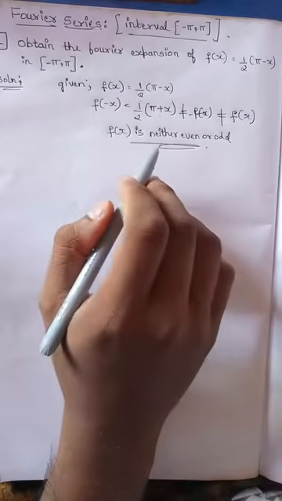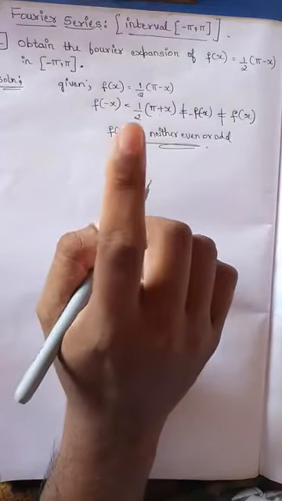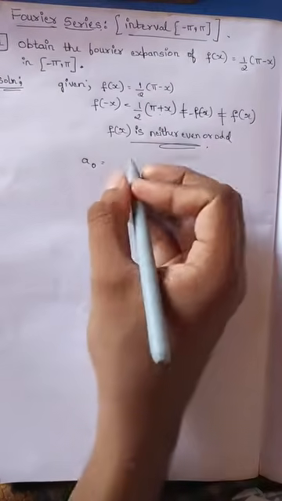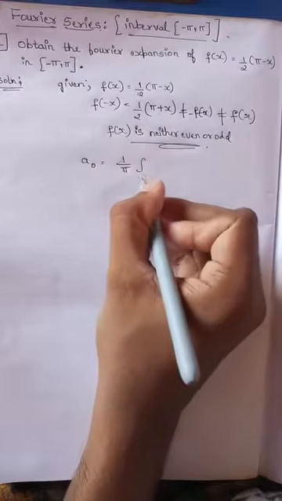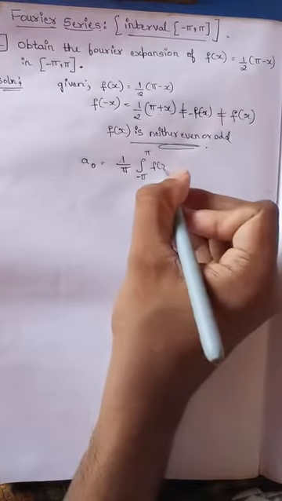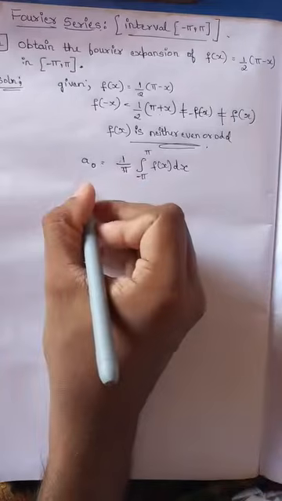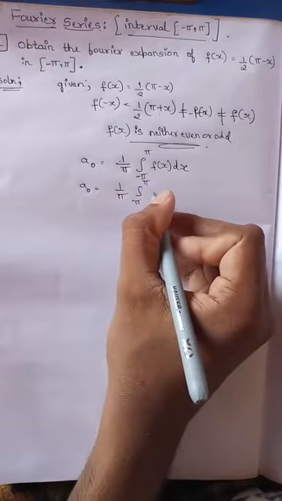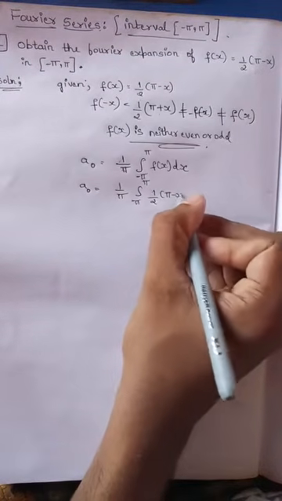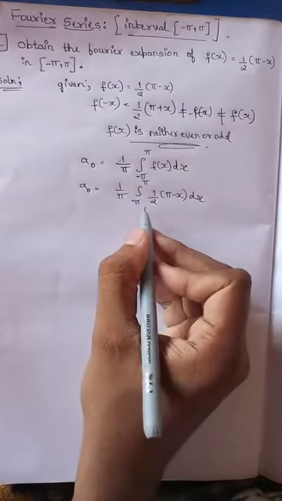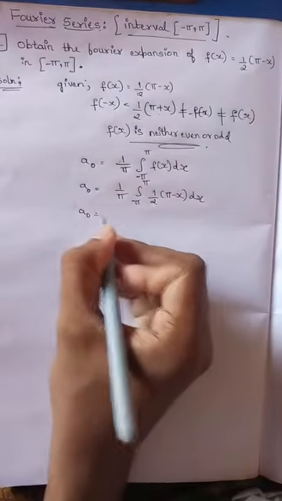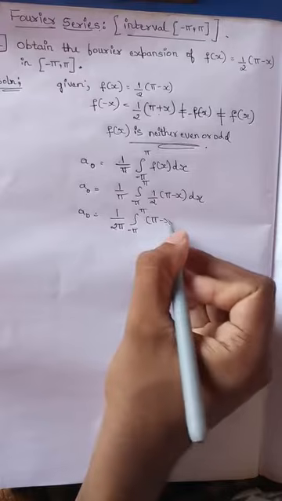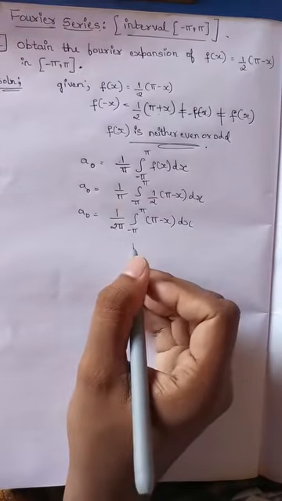So in this case we need to find all the Fourier coefficients, that is a0, an and bn. So let's find out all of them one by one. a0 equal to 1 by pi integral from minus pi to pi of f of x dx. So substitute the value of f of x, 1 by 2 pi minus x dx. So bring this 2 outside, it becomes 1 by 2 pi integral from minus pi to pi of pi minus x dx.